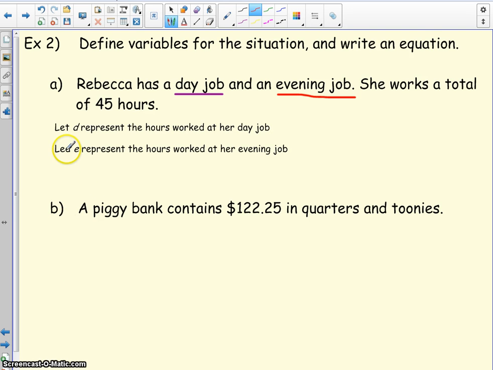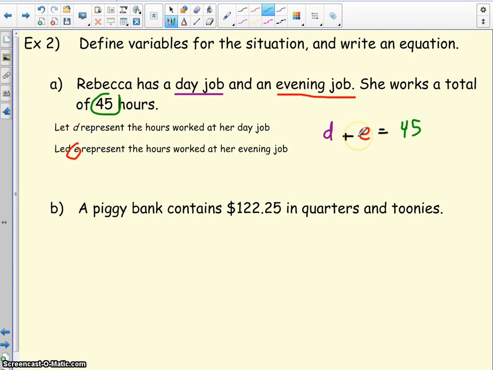Okay, so I'm going to quickly write two let statements here. I'm choosing D and E as variables, so D representing the hours worked at the day job, E representing the hours that she works at her evening job. So we know she works a total of 45 hours, so that means the hours spent at her day job, which is D, plus the hours spent at her evening job, which I called E, will be equal to the total that I have of 45 hours. So D plus E equals 45. Okay, so this would be an equation that would represent this situation.